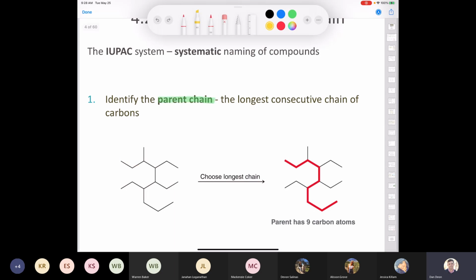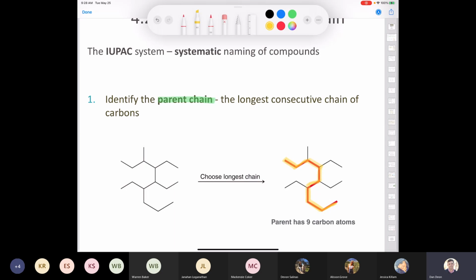But anyhow, you can see that the longest chain has what? 1, 2, 3, 4, 5, 6, 7, 8, 9 carbons. So again, trial and error. You've really got to just look at the molecule. Is that how you do it, trial and error? Yes, that's how you do it. You just look at the molecule and keep trying until you're 100% sure that you found the longest chain.